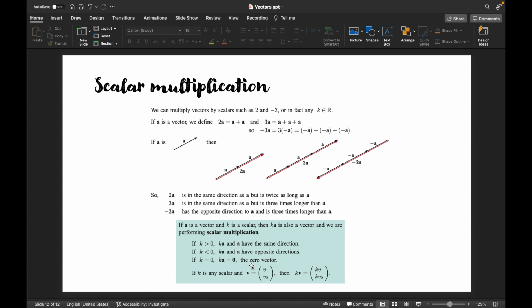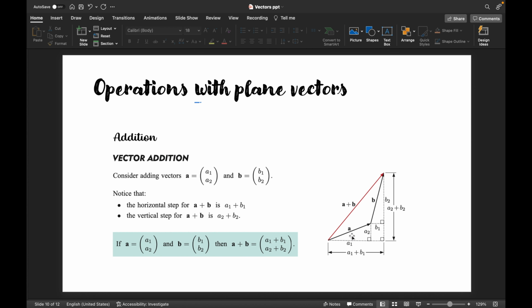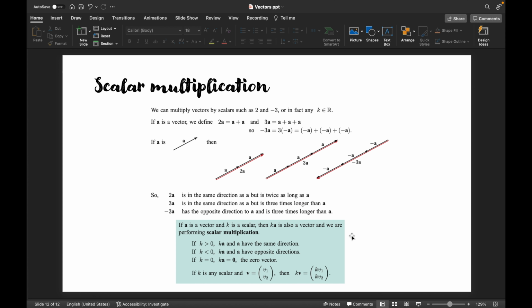If K is greater than 0, then KA and A have the same direction. If it's less than 0, they have opposite direction, because if you multiply it by -1, the direction changes. And therefore, if K is less than 0, it's going to switch direction. And if K is 0, then we're going to have a 0 vector. And therefore, if we have V, KV would be K into V1 and K into V2. And that's all you need to know for addition, subtraction, and multiplication. And now we'll solve questions based on this.